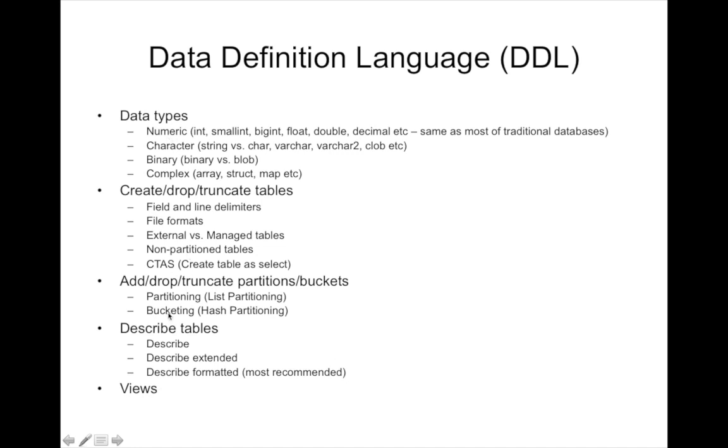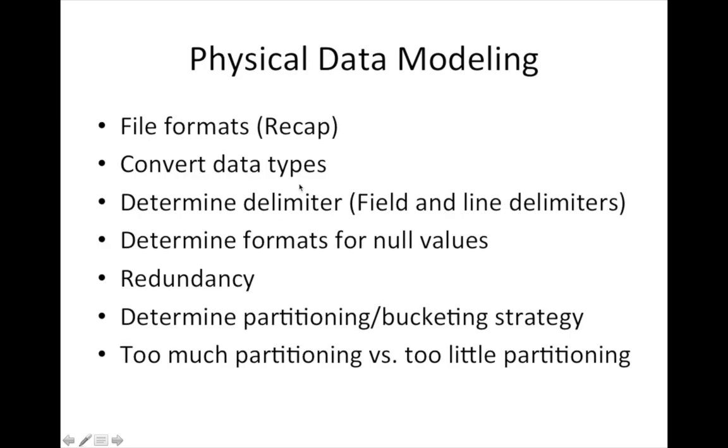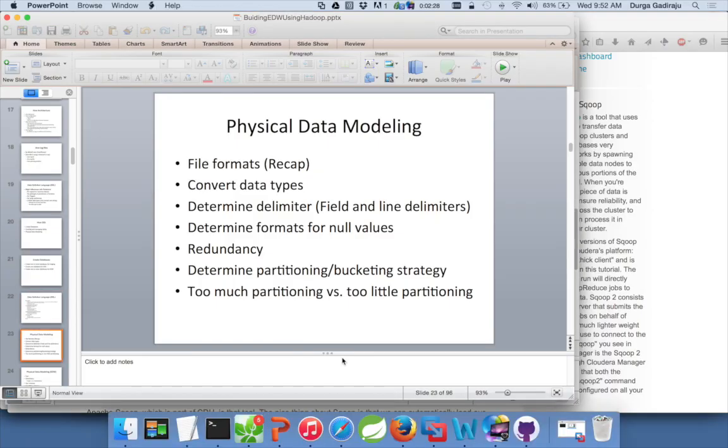As part of this video, I will be doing a demo of most of this stuff. While doing the physical data modeling, we have to keep these things in mind. We have to think about file formats, changing the data types, and delimiters. We might have to consider redundancy as one of the top design strategies because of the details I covered in my previous video. We have to determine whether partitioning or bucketing is required, and keep in mind too much partitioning versus too little partitioning. So let's go on to the demo.